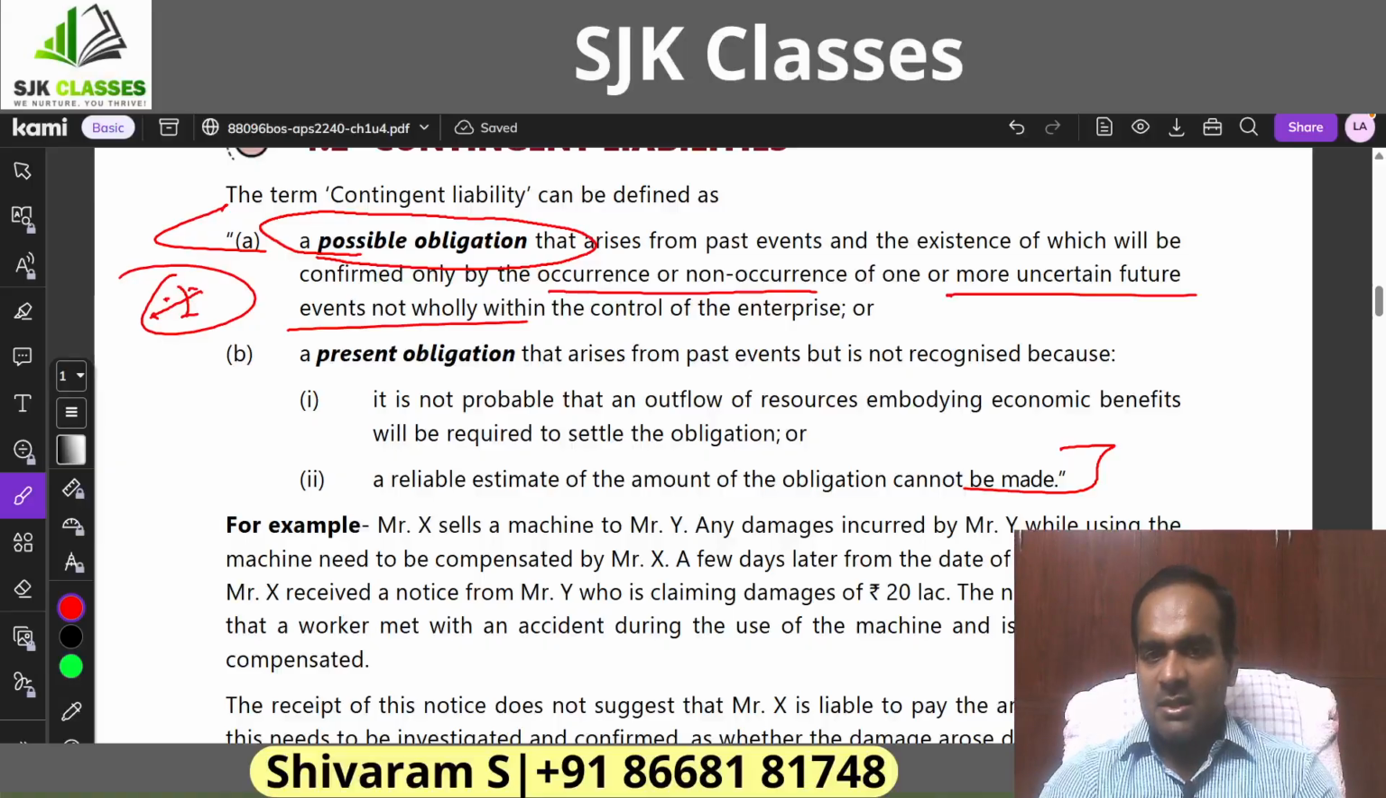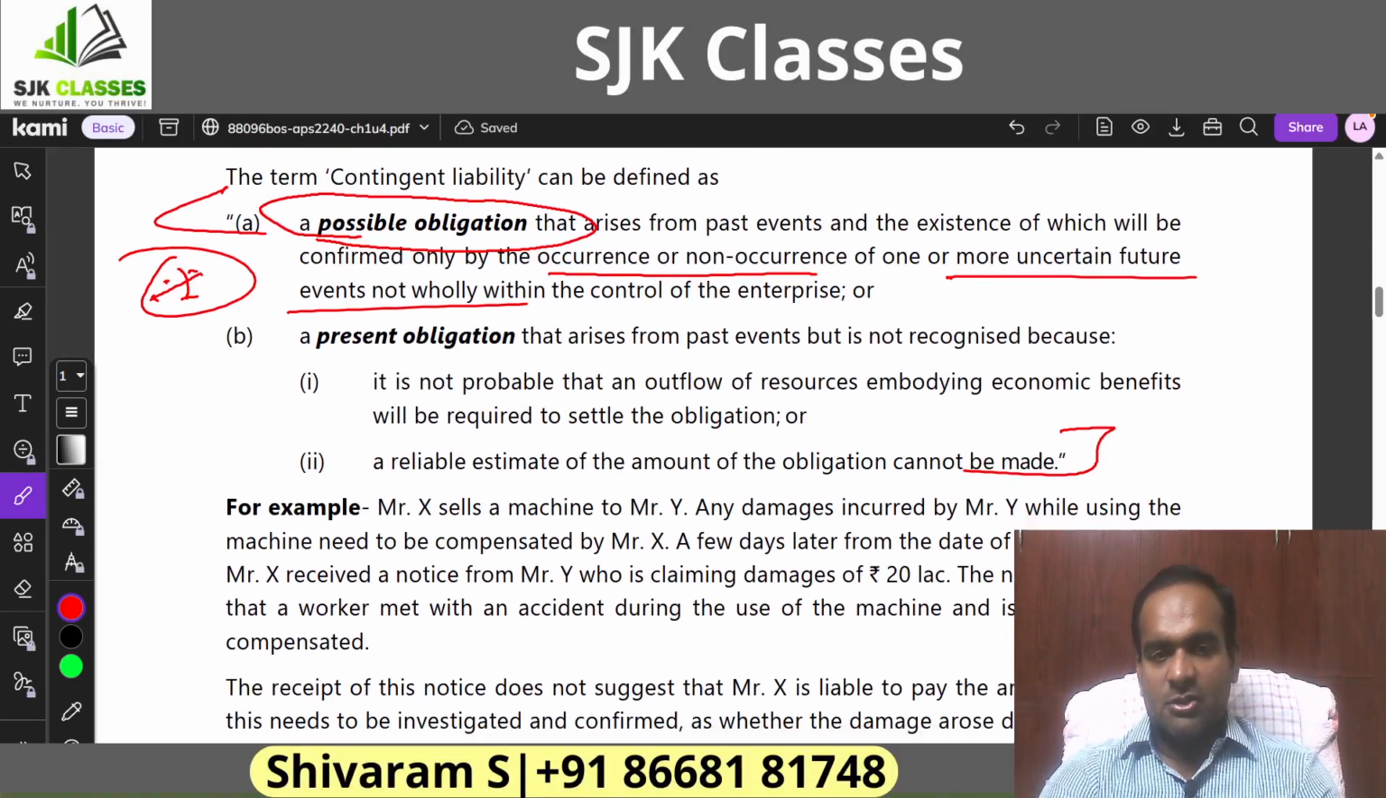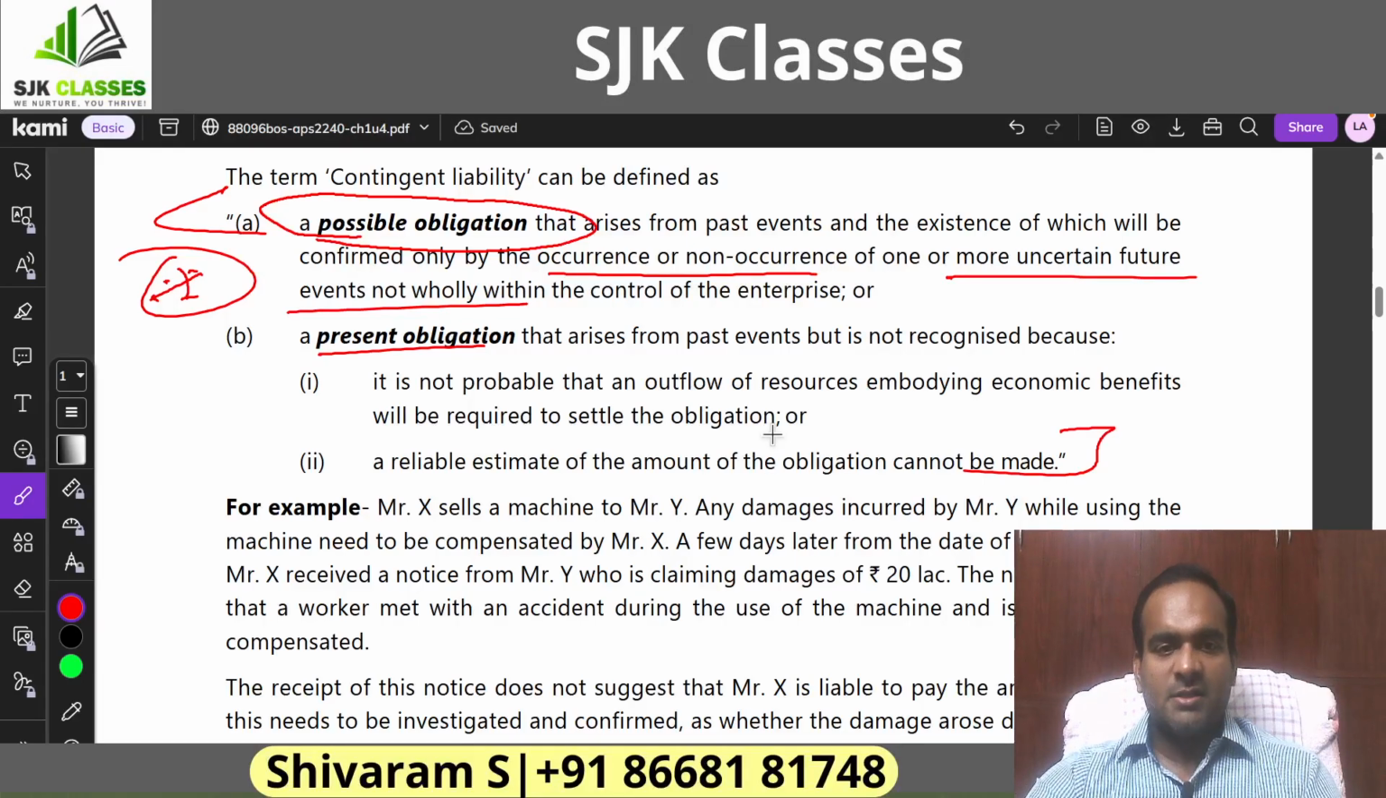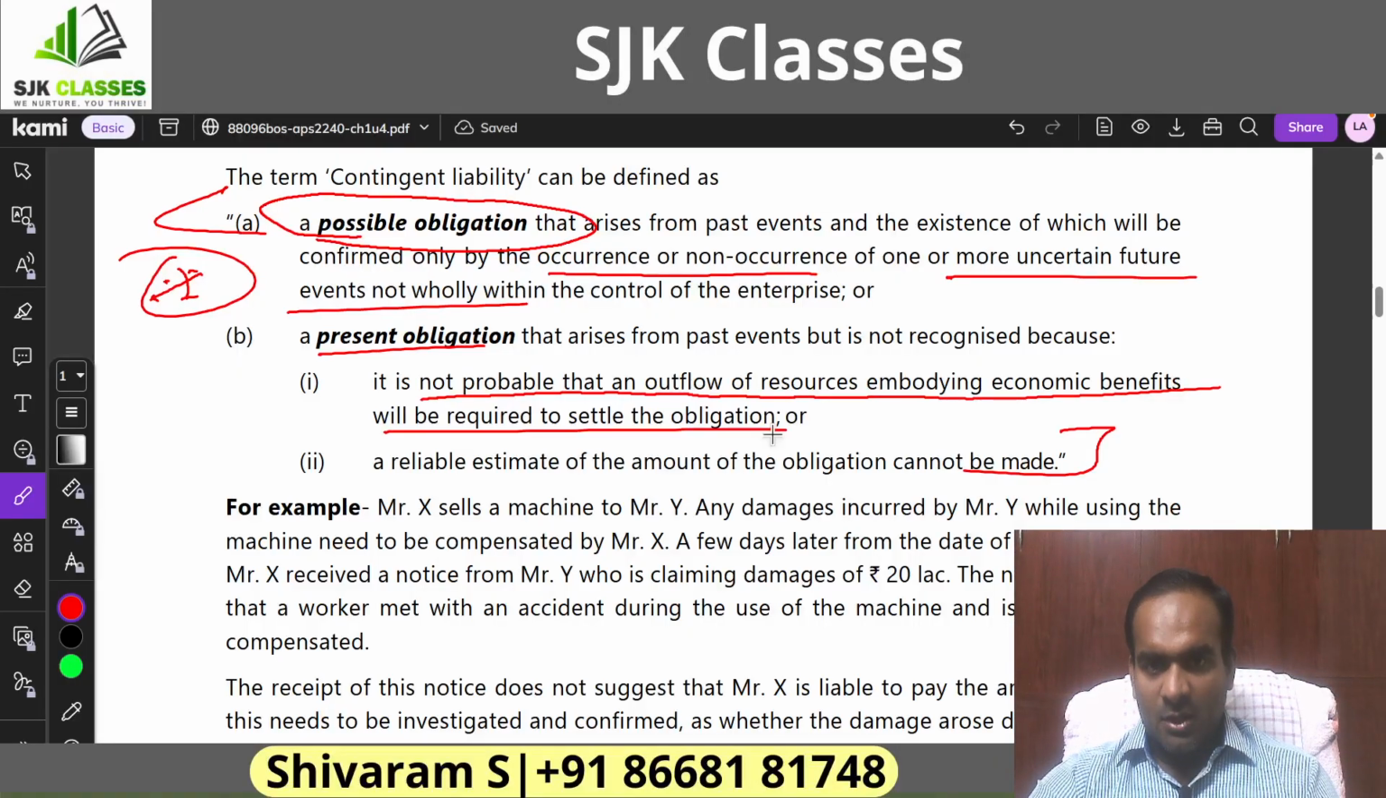Now, let's look at the second definition also. Instead of a possible obligation, it could be a present obligation. Now, what is the difference between these two? I'll give you an example. Just look at the content here. A contingent liability is a present obligation that arises from a past event but is not recognized because, what they are saying, there's a present obligation now from a past event, but it's not recognized. Why? Because it is not probable that an outflow of resources embodying economic benefit will be required to settle the obligation.